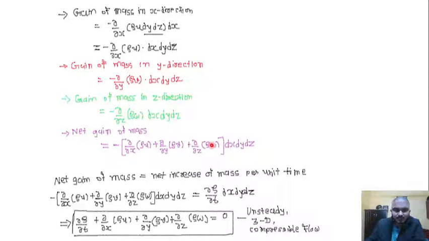And here, as per the mass conservation law, the net gain of mass must be equal to the net increase of mass per unit time. So here we have equated this, and finally we obtained this as the general continuity equation in 3 dimensions, that is del rho upon del t plus del over del x rho u plus del over del y rho v plus del over del z rho w equal to 0. This is for unsteady 3-dimensional compressible flow.